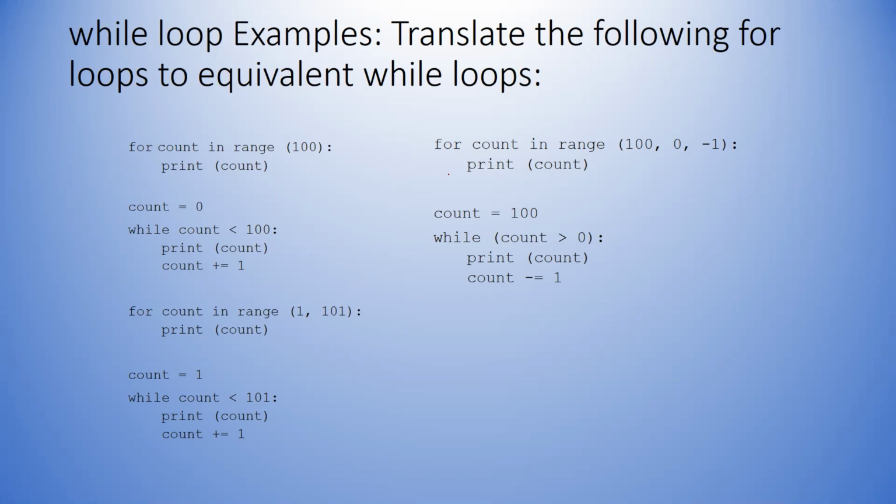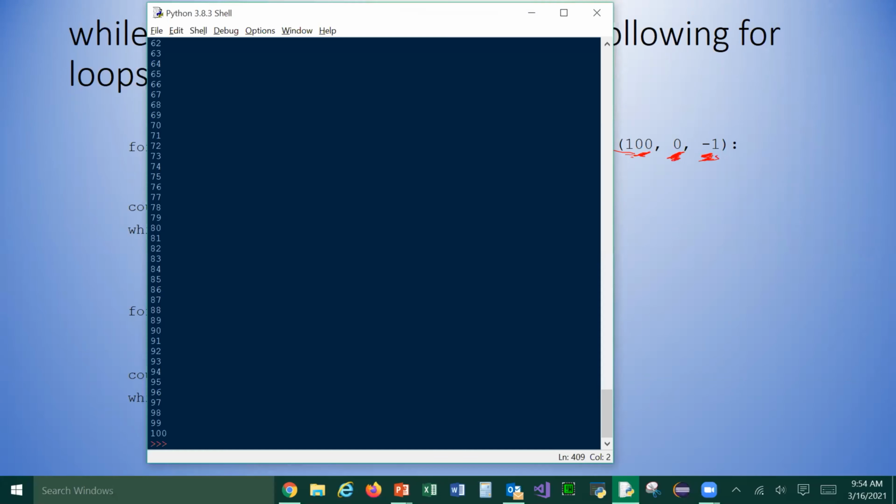Now let's look at this one, okay? This is for count in range. And if you remember, what does this do? This means you start from 100 and you stop before 0, and you decrement by 1, right? The step, the interval is -1 because you are starting from 100, you are going down. So that's the negative step. So let's do that here.